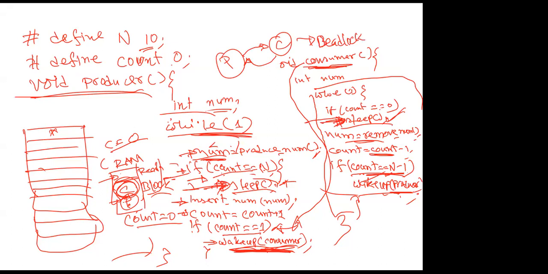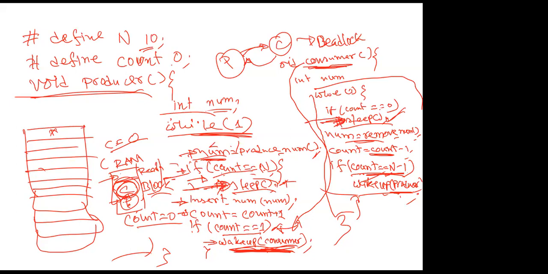Currently there is circular waiting. Both processes are in sleep mode, so no process wakes up the other process. This is circular waiting, also the deadlock. From here you can see that the producer and consumer problem can suffer from deadlock problems.